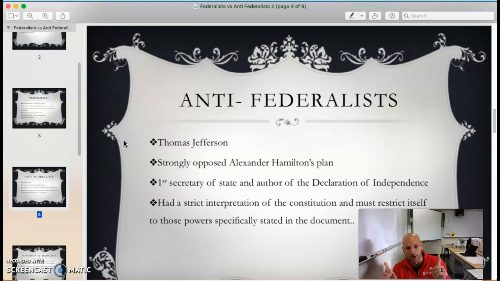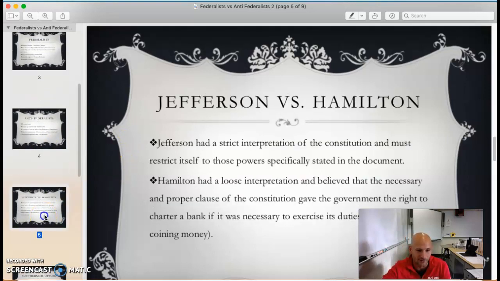Jefferson said, no way, Jose, that should not happen. Okay, so that was a big disagreement during this time. So we have Jefferson, who has a strict interpretation: anything that's written in the Constitution has to stay in the Constitution, it cannot be changed. Okay? Power specifically stated. Hamilton, on the other hand, and the Federalists wanted a stronger federal government.